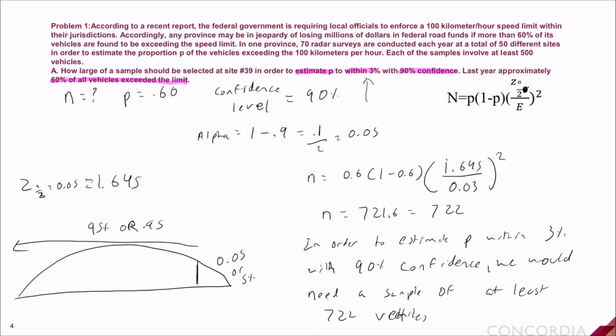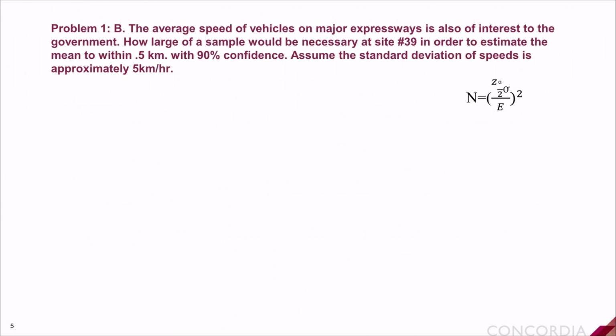Now let's move on to B. The average speed of vehicles on major expressways is also of interest to the government. How large of a sample would be necessary at Site 39 in order to estimate the mean within 0.5 kilometer with 90% confidence? Assume the standard deviation of speeds is approximately 5 kilometers per hour.